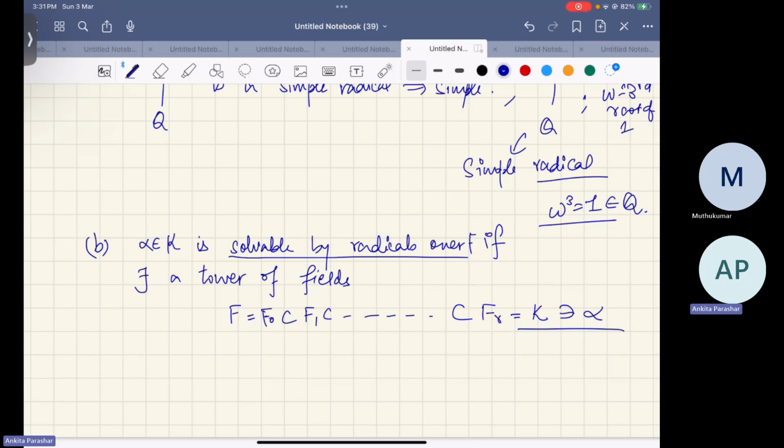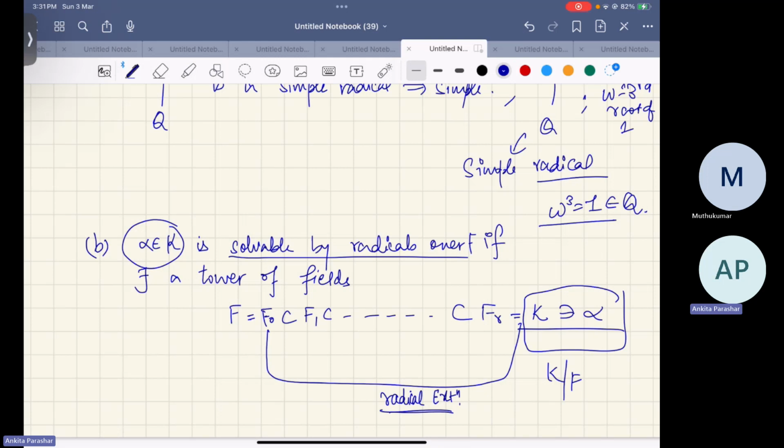Well, if you want to say this is just solvable by radicals, if we say there exists a radical extension in which our alpha lies, that is enough, right? This is what you are trying to say, that your extension is a radical extension. So we say alpha in K is solvable by radicals if there exists an extension L over F such that this is a radical extension. Do you agree? Are you trying to say this or something else?